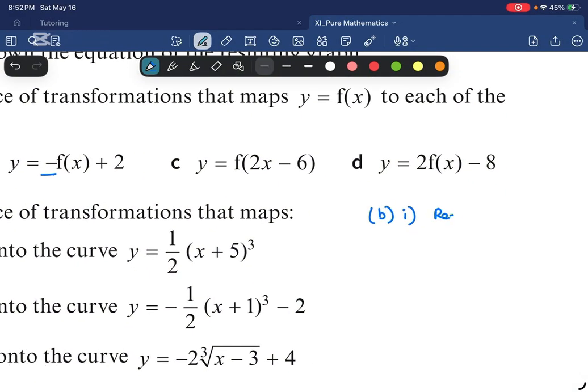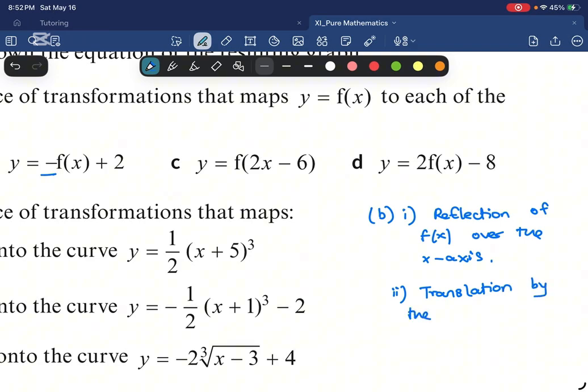So you have a reflection of f of x over the x-axis. And then you have a translation by the translation vector 0, comma 2. So that is going to be your solution to 7b. Reflection of f of x over the x-axis, translation by the vector 0, comma 2.